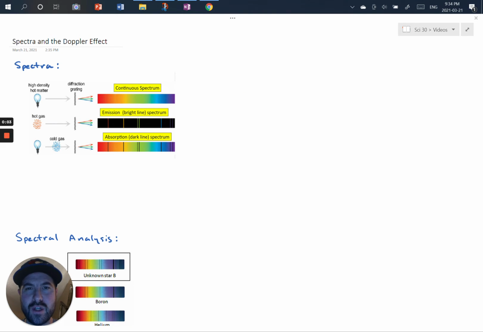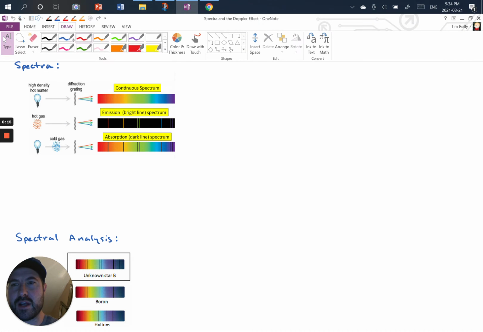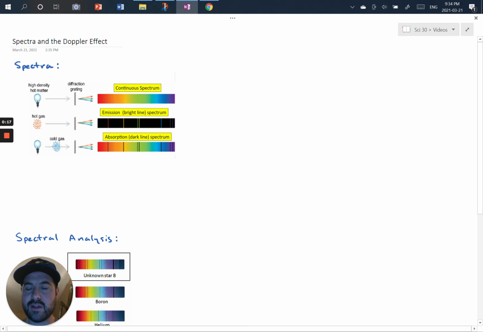I'm just going to do a quick little video here on spectra and spectral analysis. Really we're just going to cover the basics here. Looking at our three different spectra here that we can observe, we have three different ones.